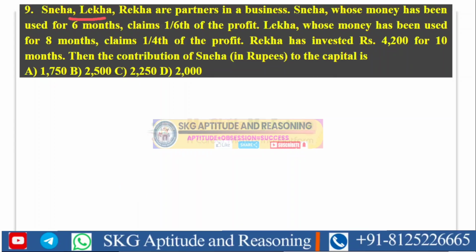Sneha, Lekha, Rekha are the three partners in a business. So there are three persons who started a business. Sneha's money has been used for 6 months, which means Sneha invested her money for 6 months and she claims one-sixth of the profit. And Lekha, whose money has been used for 8 months. So Lekha has invested her amount for 8 months and she claims one-fourth of the total profit.